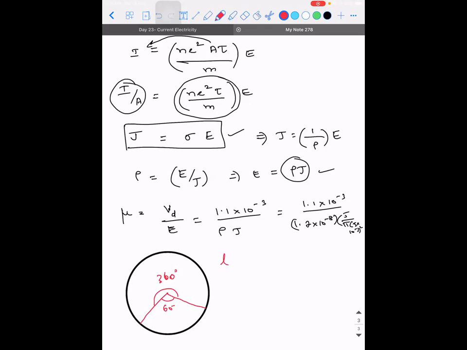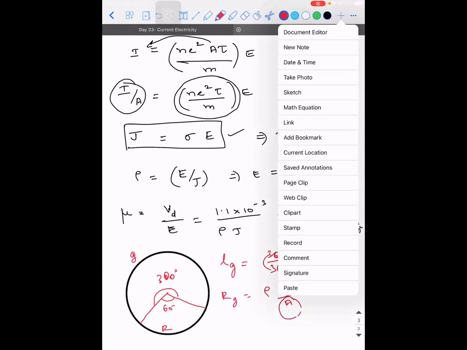What is the length of the green portion? This is green, this is red. So what do you say the length of the green portion is? It is 300 divided by 360 into 12, correct? So what will the resistance of the green portion be? Rho into length of green portion divided by area of the green portion. Only the area of cross section, that's what I'm talking about. So which is the original area? Area of the green portion and area of the red portion are the same, because its thickness is still the same. There is no confusion about that.